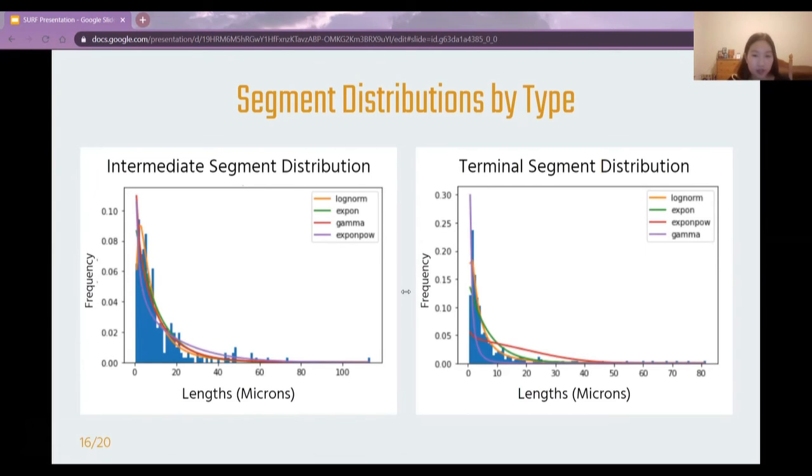And we found that terminal segments tend to be shorter. So there could be a multitude of explanations for this. When we refer to it in terms of the probabilities we talked about earlier, we could have the probability of retraction being higher, or we could have the probability of branching being higher. Of course, these are just two explanations for what could be happening.